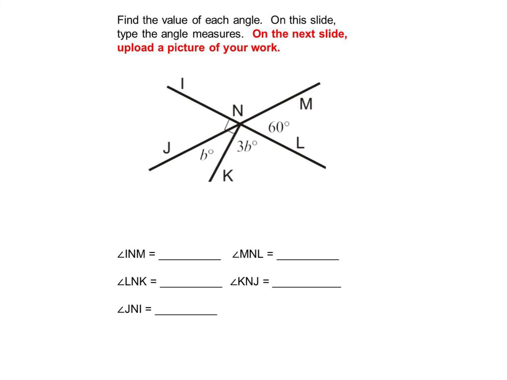All right. I want you to hit pause and try to do this one on your own. Remember, there's multiple ways to get the different angles, but they're all going to be the same. They want you to find the measure of each. That means you are going to need your degree symbols. I didn't include them on this, so just don't worry. On the next slide, upload a picture of your work.